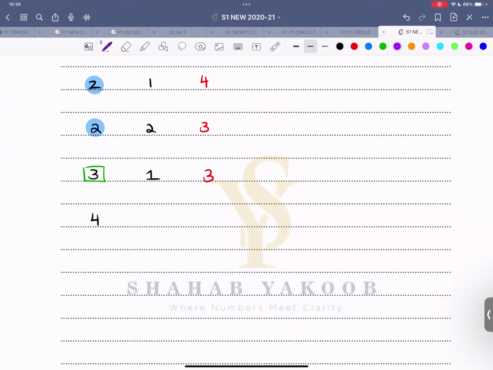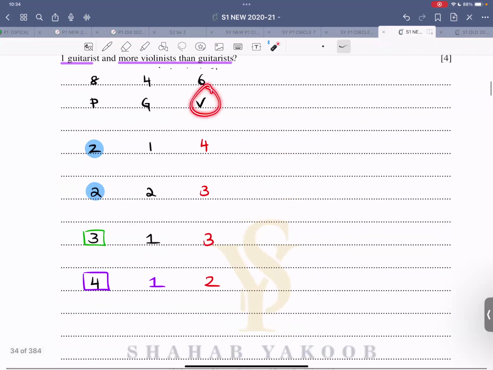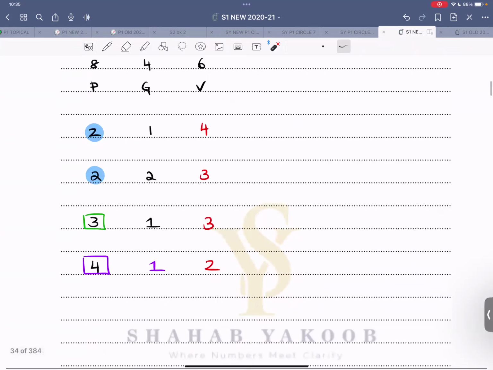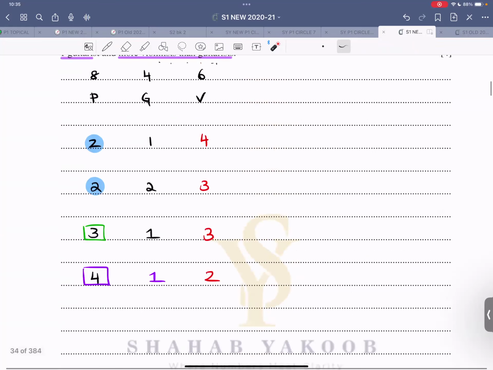If I increase this option to 4 and this option to 1, can I write this one as 2? Yes, I can, because the number of violinists is greater than the number of guitarists, and I think that's all about it. Because I cannot go to 5. If I choose 1, this will be 1, and these two would be equal, so that's not an option. So these are the 4 possibilities that we have.